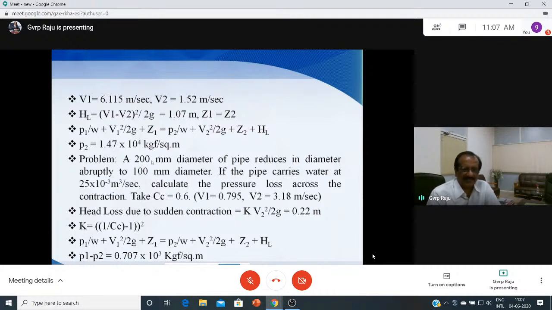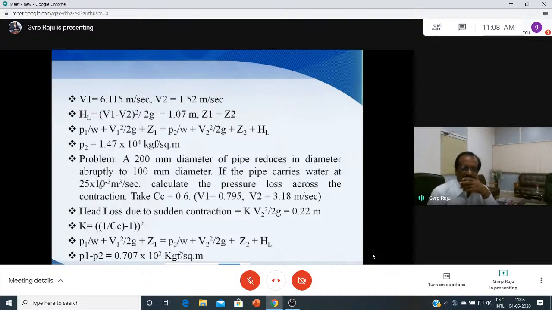And he has given diameters here. One is 200, the other one is 100. So based on that, you can find out velocity here. He has given the pipe discharge. Pipe carries water at 25 into 10 power minus 3 meter cube per second. Then calculate the pressure loss across the contraction here.